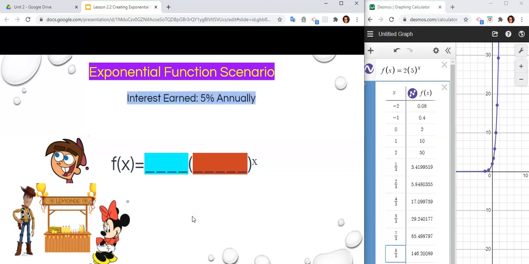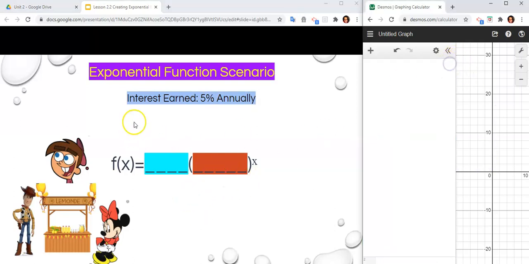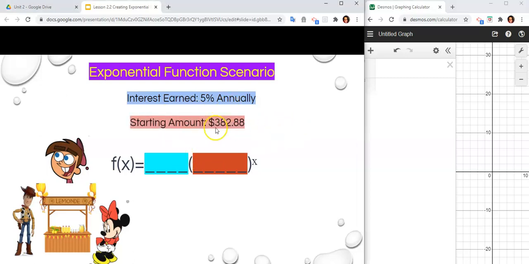Okay? Now, they're earning interest annually. What is annually? Annually means every year. So every year they're going to earn 5% interest on their money. All right, so they're earning 5% interest on their money every year. They're starting out with $382.88 in their account to help fund this whole lemonade stand project that they wanted to create. And as you can see, Minnie is very happy about that. Yeah, she looks very happy, and Timmy looks very energetic.